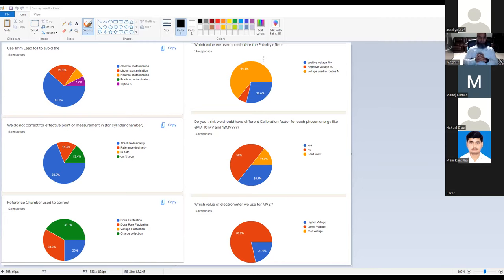Okay. So which value of electrometer voltage should we use to do M_V2? 0 volt, low voltage, high voltage? I'll leave it to you to think about.